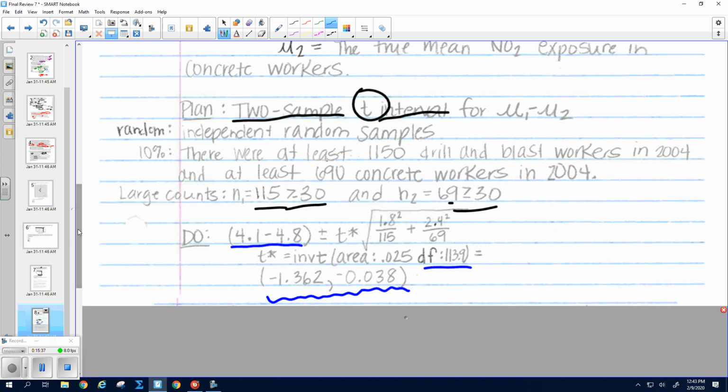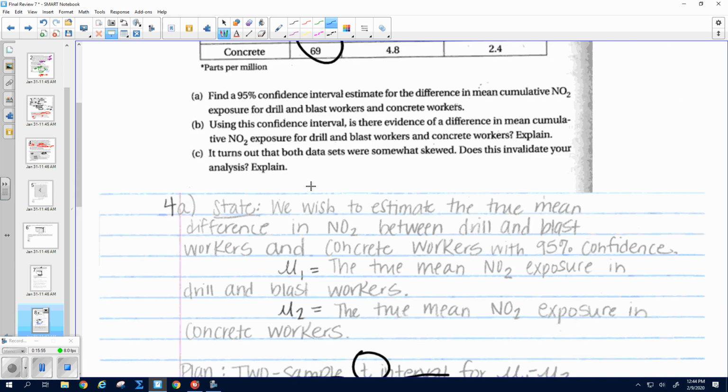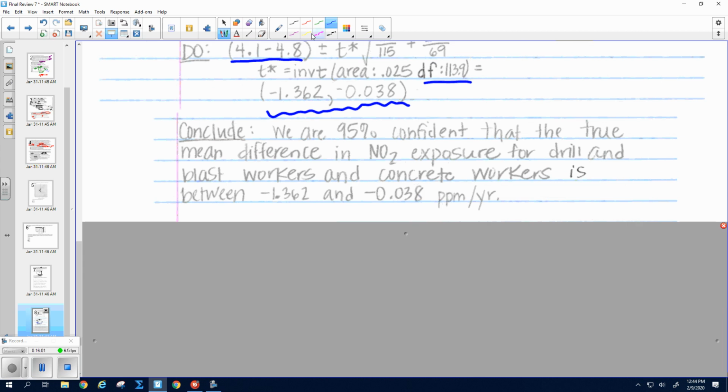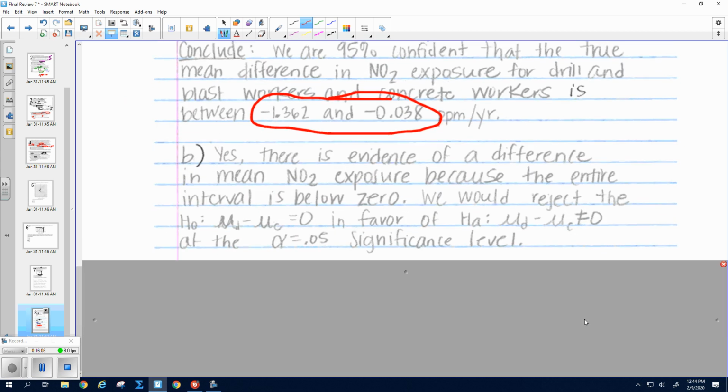Okay, and then our concluding statement, of course: we are 95% confident that the true mean difference in NO2 exposure for drill and blast workers and concrete workers is between negative 1.362 and negative 0.038 parts per million per year. All right. Part B, so is there evidence of a difference? What you want to look at is, is the entire interval above or below zero? And yes, the entire thing is below zero, so there is definitely evidence of a difference at the 5% significance level, since we did a 95% confidence interval.